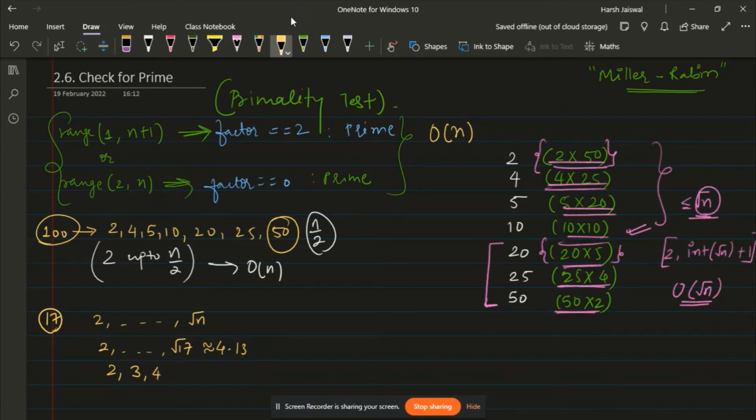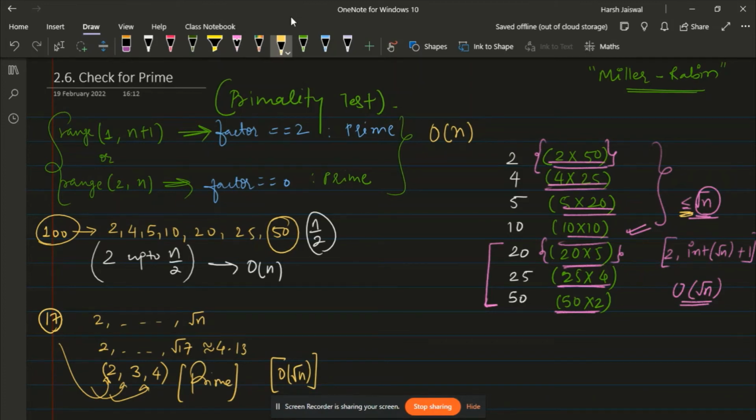So what I said, less than or equal to. We're going to go through 2, 3 and 4. We're going to divide 17 by all these numbers, and we found that it is not divisible by any of them, and we can say that it is a prime number. Therefore, in root n complexity, we have found that 17 is a prime number by reducing the number of comparisons and calculations, right?